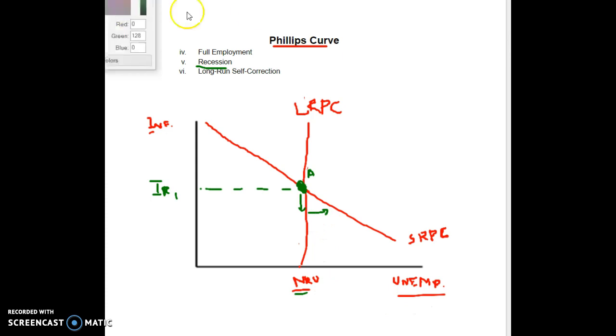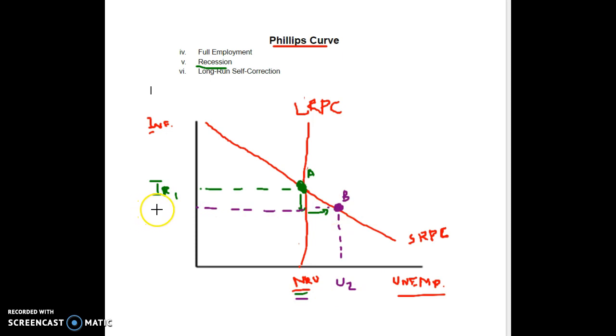So we show a recession as a point to the lower right of our full employment because this gives me an unemployment rate, call this U2, that is higher than the natural rate, because I am in a recession. More people are unemployed. And my inflation rate goes down as a result. That's that trade-off. Now, what's going to happen in the long run?